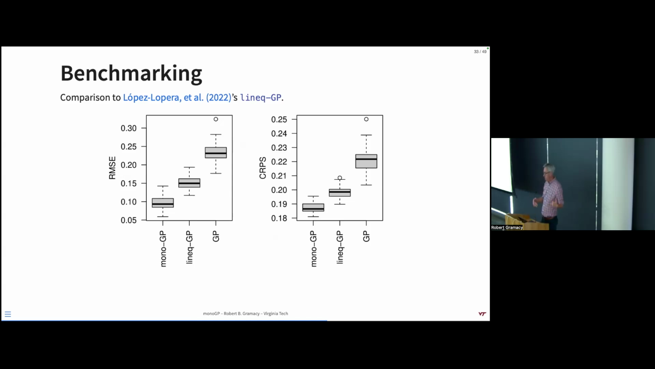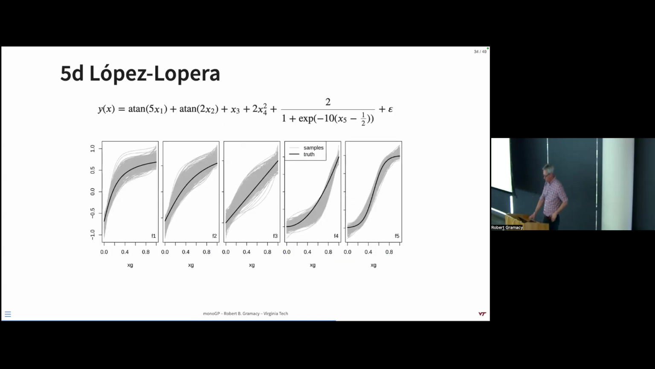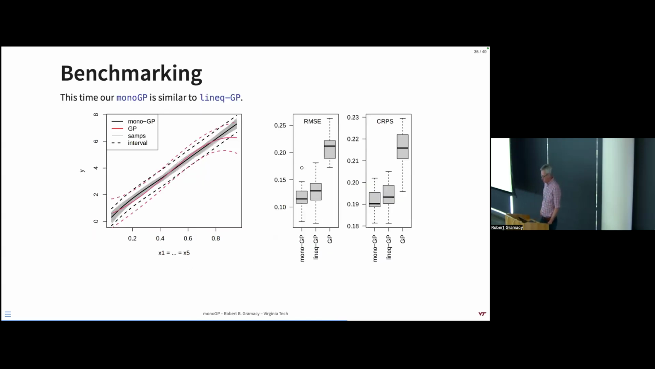So I showed you a one-dimensional example and a two-dimensional example. Here's a five-dimensional example that comes from the paper of our competitor method. And I can show you what our inference for each of the individual functions is, and it's pretty good. I can show you what our predictions are along the diagonal in this five-dimensional space to show you that an ordinary Gaussian process is not monotonic. And so that's the reason it doesn't predict as well.